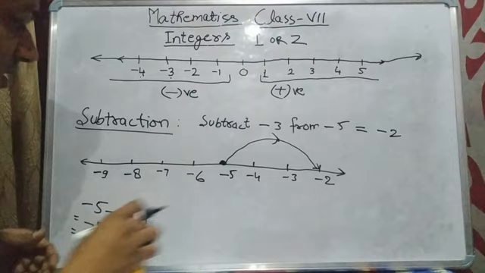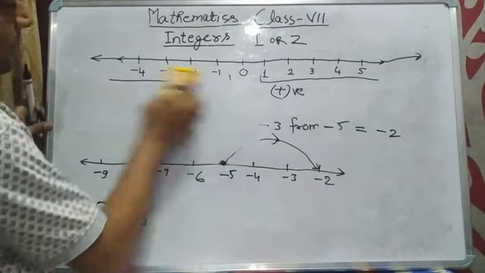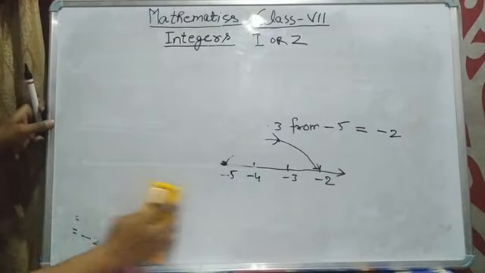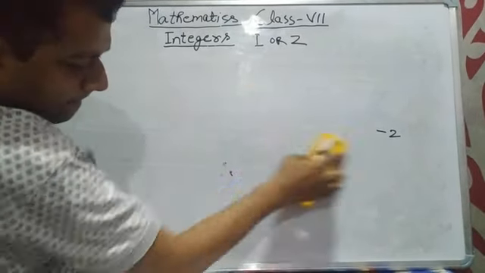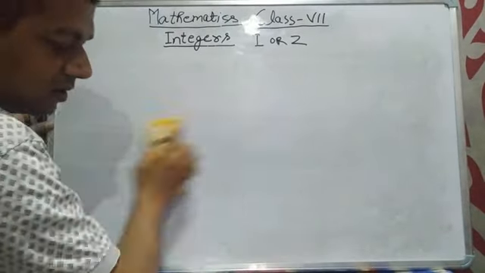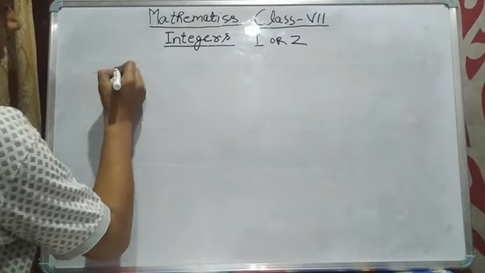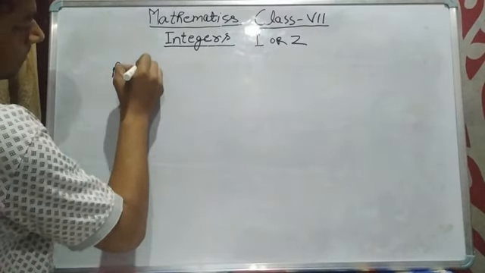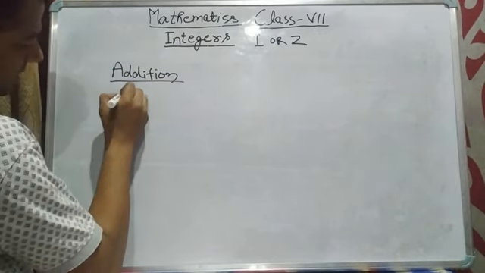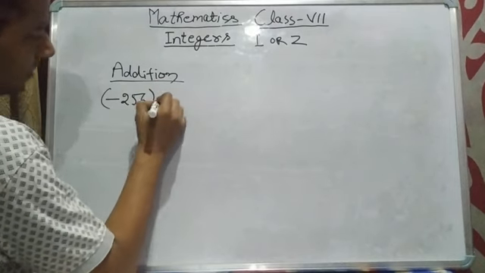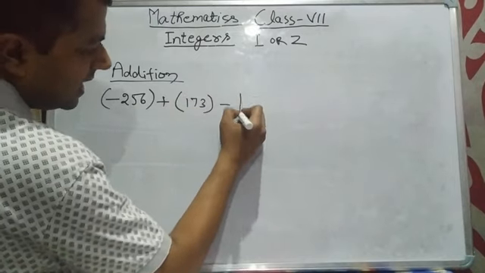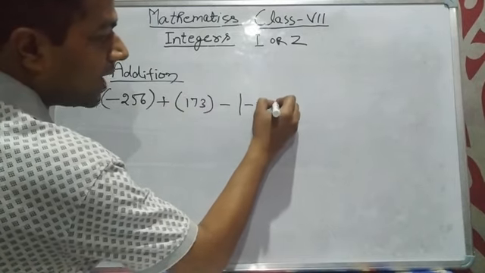Now next concept comes as, for addition of integers, then we will do the subtraction. Addition, let us take an example. 256 plus 173 minus absolute value of 249.